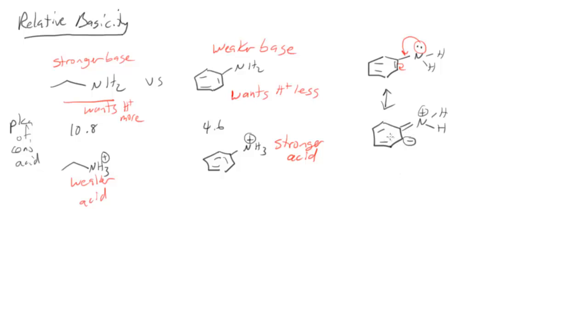Because amine groups are electron donating, it's donating that electron pair to the ring. And then I can move that electron pair all the way around the ring to put the negative charge in the ortho position, to put the negative charge in the para position, and to put the negative charge in the opposite ortho position.